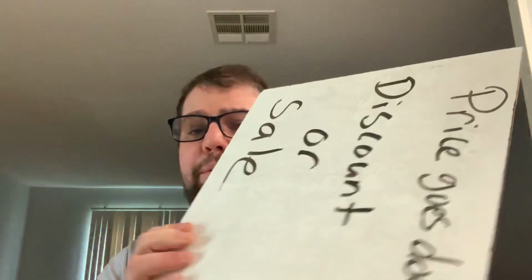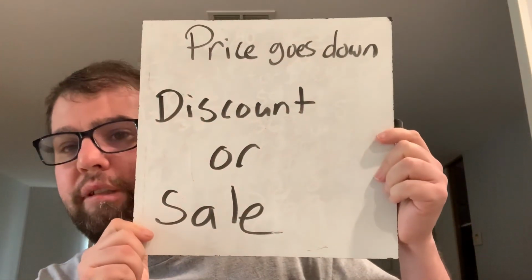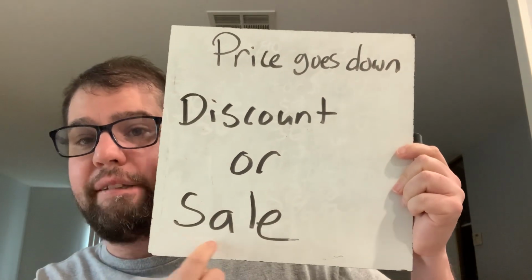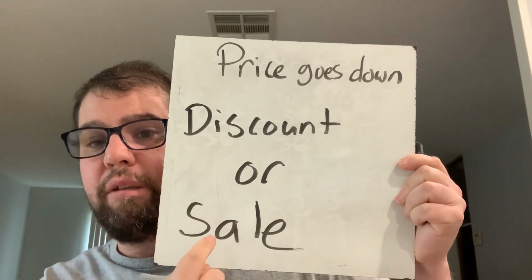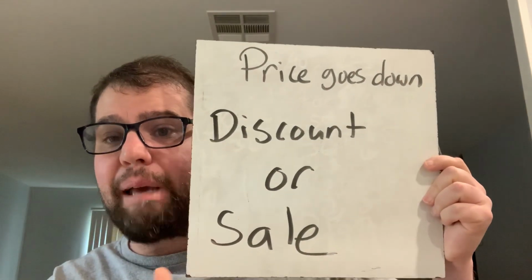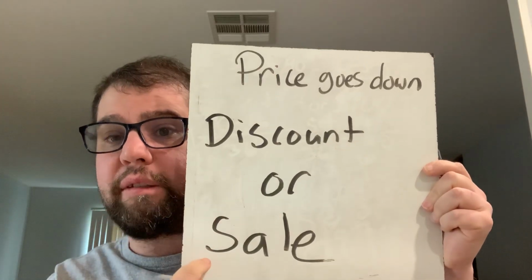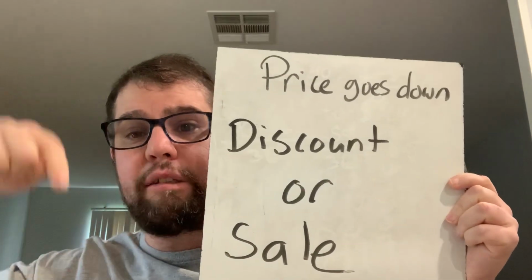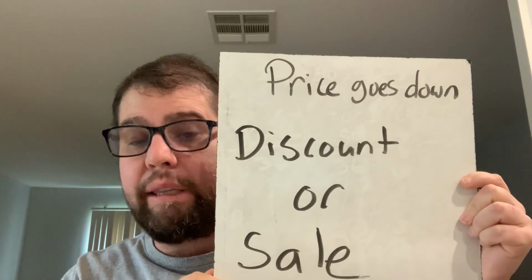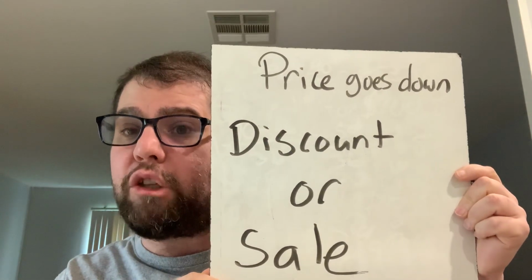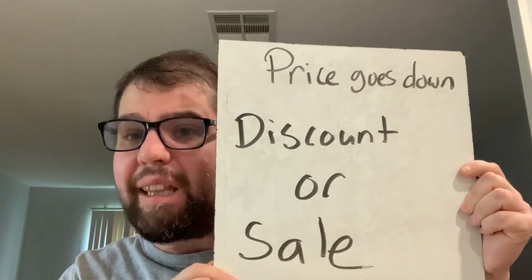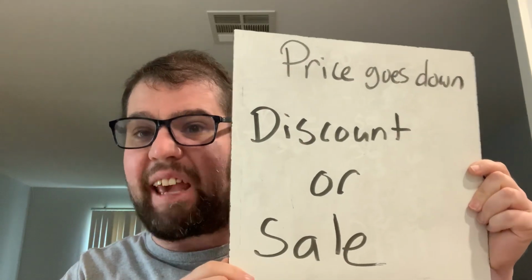So the first thing we need to understand is some key vocabulary words. The first two vocabulary words we need to understand are discount and sale. Anytime you see the word discount or sale, that means the price is going down. That means you're going to pay less than what you normally would pay. So we like discounts, we like sales.